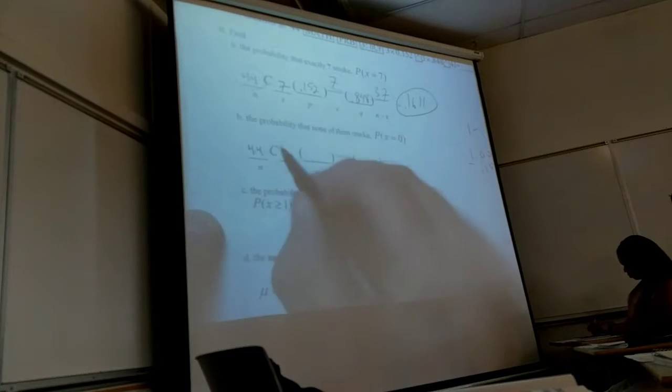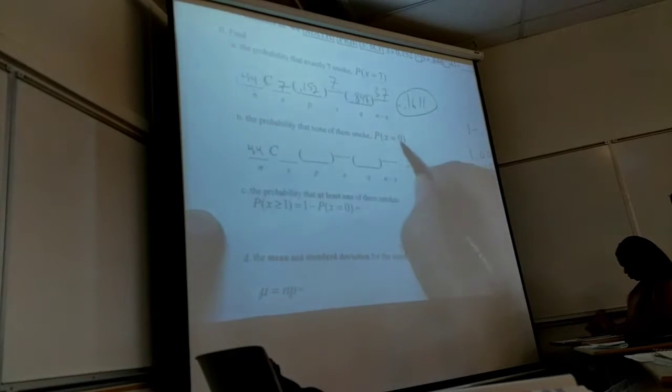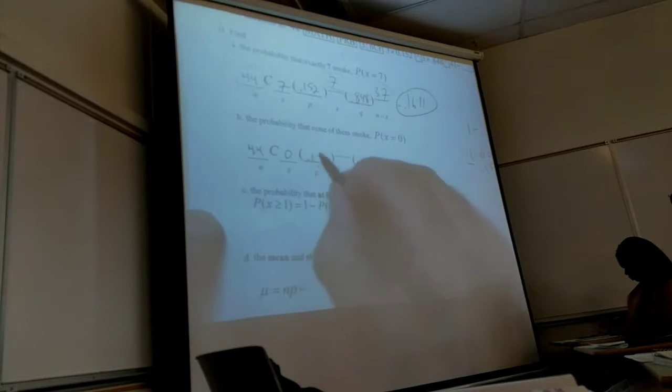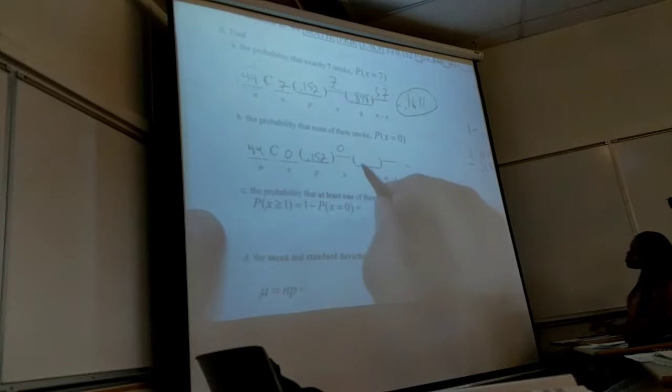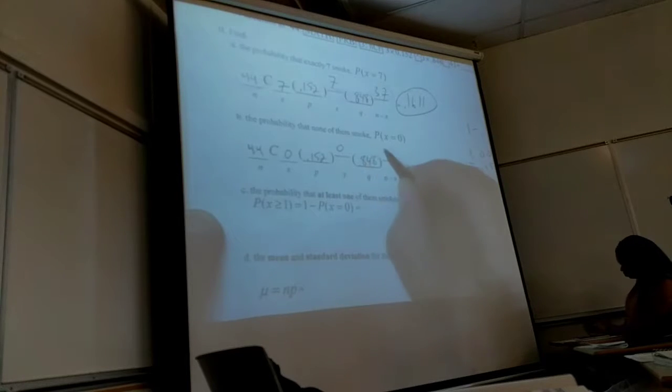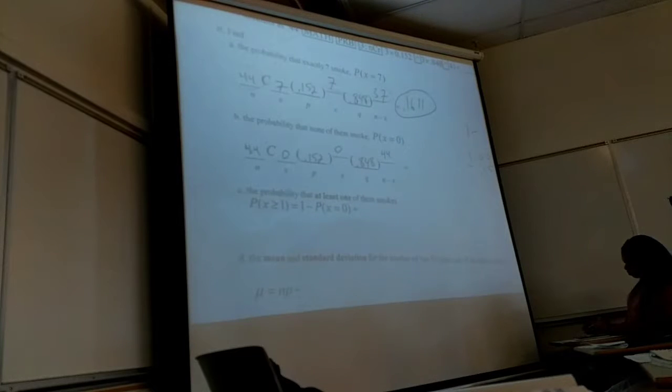I still got 44 total San Diegans. But now I want to choose none of them. So that'll be 0.152 to the 0, I got no successes, times 0.848 to the 44, I got all of them failures, which in this context is actually the reverse of what it sounds.